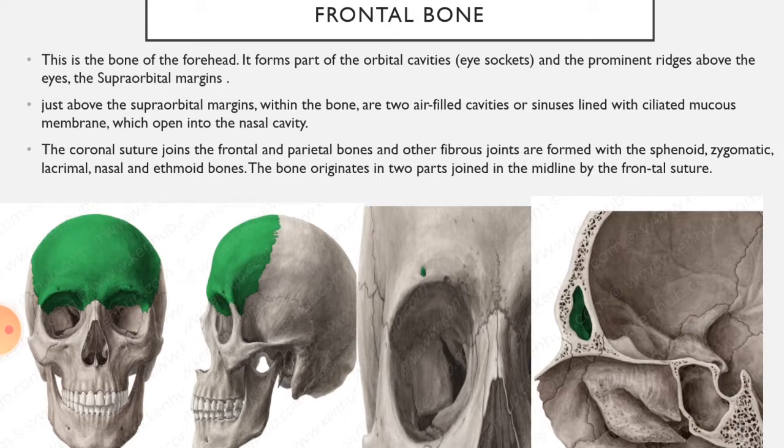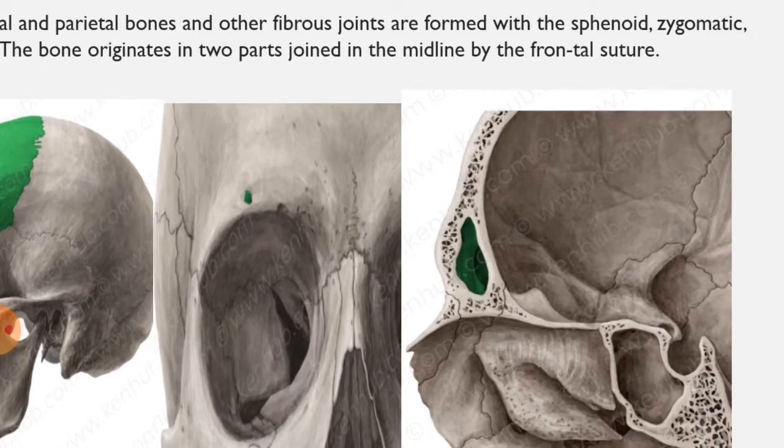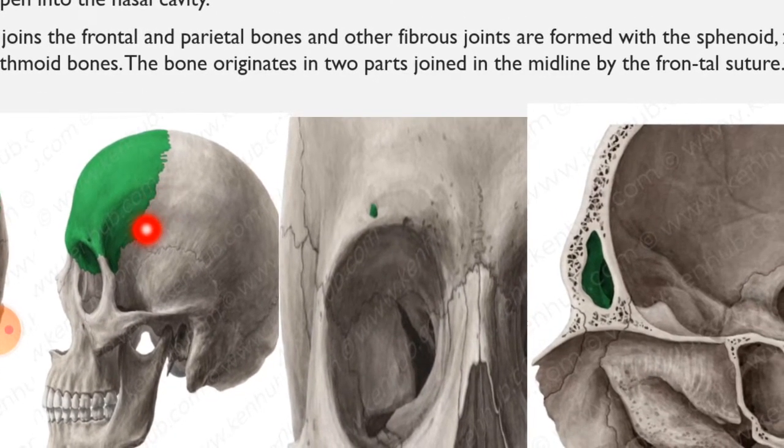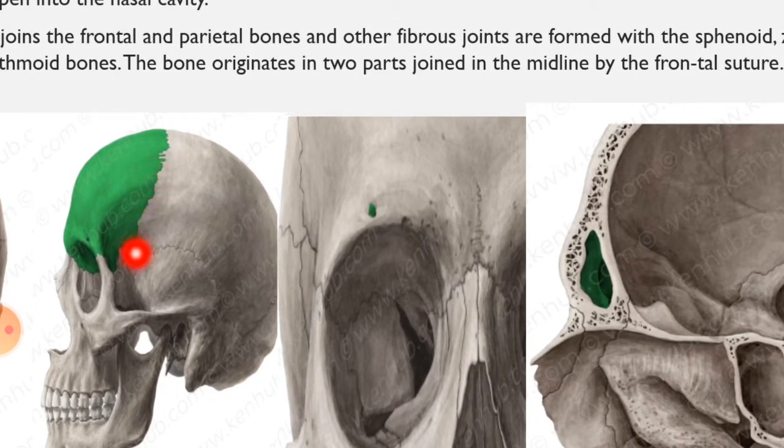The coronal suture joins the frontal and the parietal bones. You can appreciate this suture here, which is called the coronal suture, and at this point you can see that the parietal bones and the frontal bone both are joining. So this suture, the coronal suture, joins the frontal and the parietal bones.